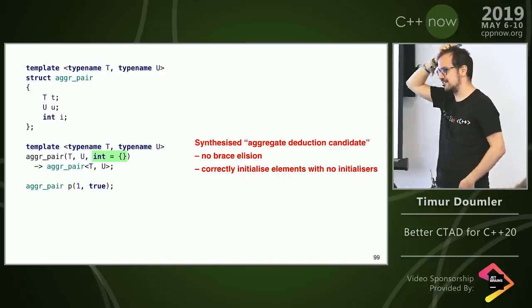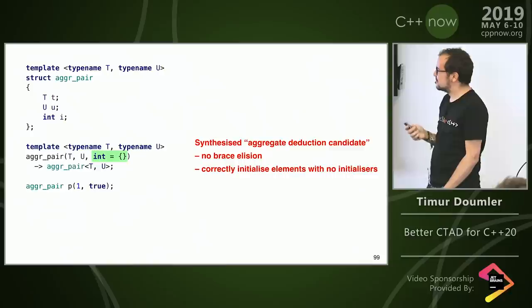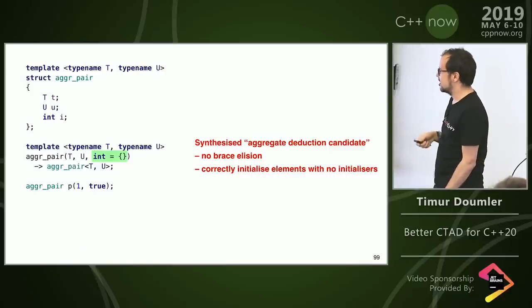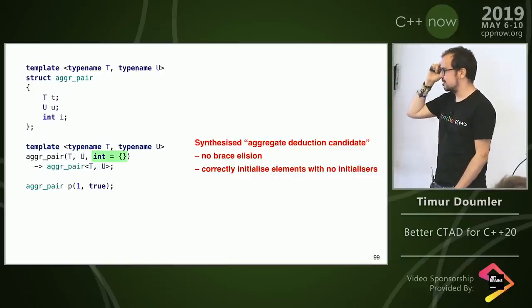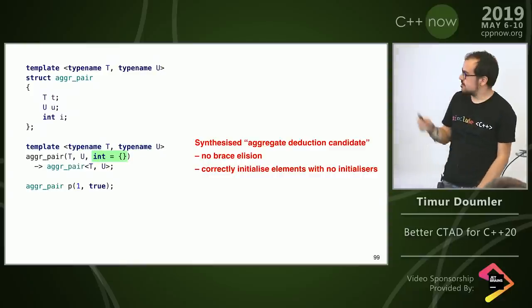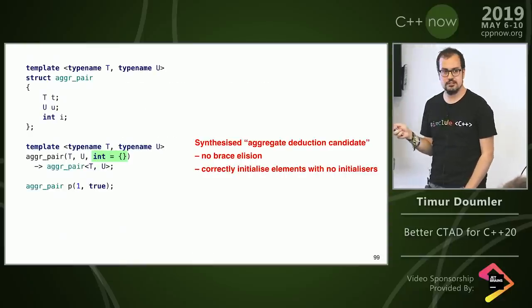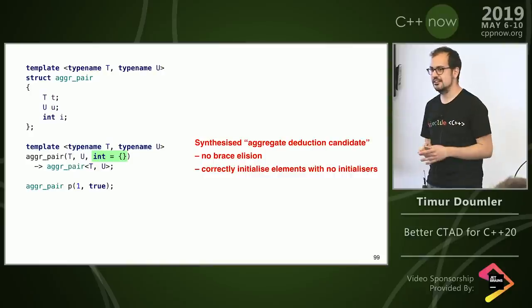I'm not sure yet how to do this. If anyone wants to help me, please. But I think it's going to be fine. It's just word smoothing, which I'm not particularly good at. So aggregates, great. Any questions about aggregates? So this is just going to work, basically.